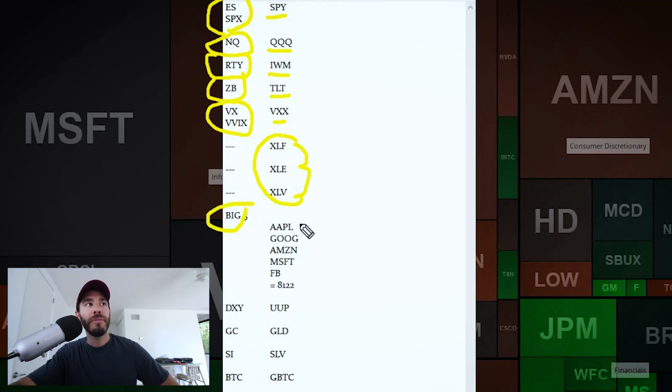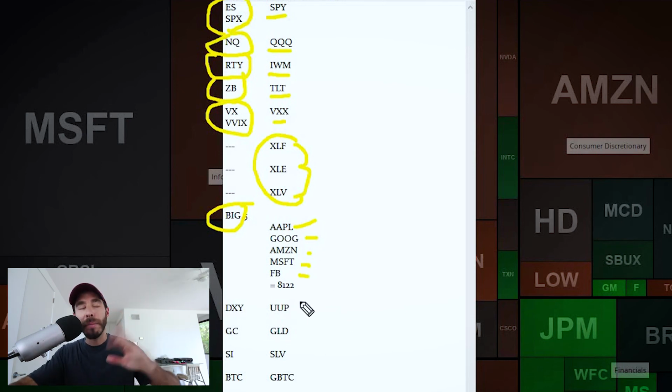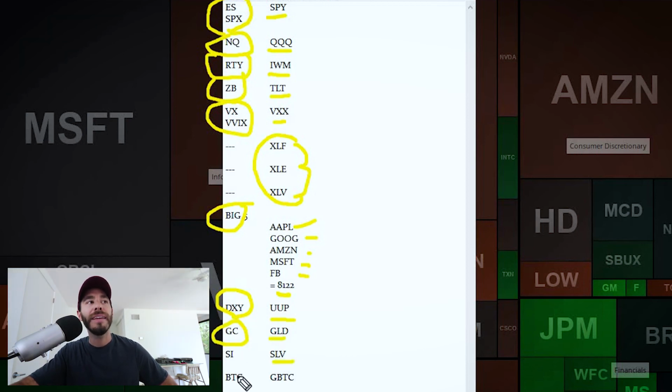If you can't make the big 5, add Apple, Google, Amazon, Microsoft, Facebook to your watch list. These 5 companies make up over $8 trillion. That's a lot of money, guys. So that's why we watch these guys really close on a day-to-day basis. If you want to look at the dollar, add the UUP. You get a general read on things. If you want to look at gold, add the GLD. Silver, add the SLV. Bitcoin, add the GBTC.